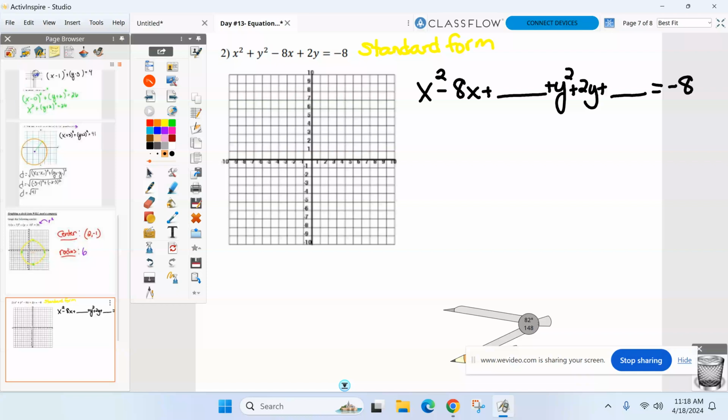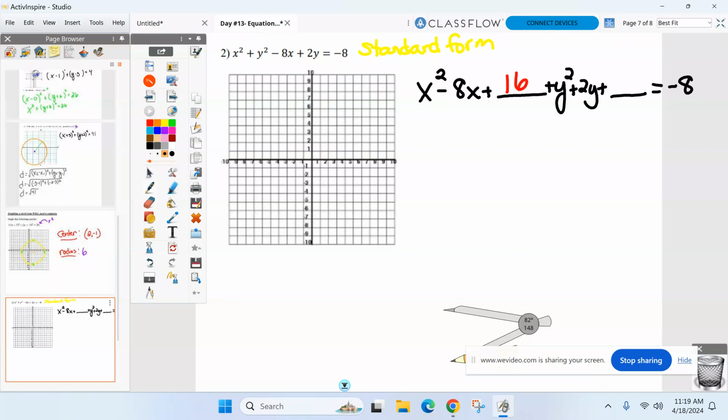So each of these has a b value. Let's start here. -8. You don't need your calculator for this. Take -8, cut it in half, divide it by 2. Everyone got that number? Square it. That's your new c value, your b value divided by 2 squared. What number am I going to write up there? 16. Yes. So 16.